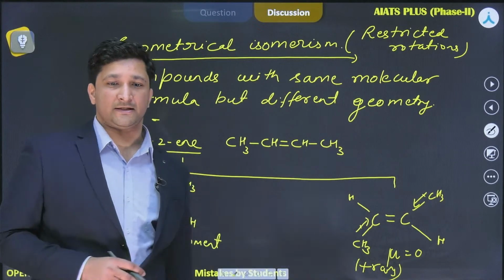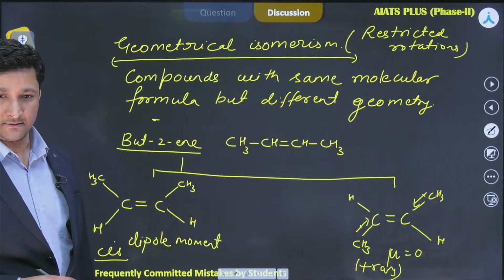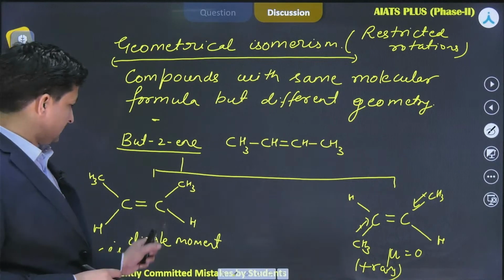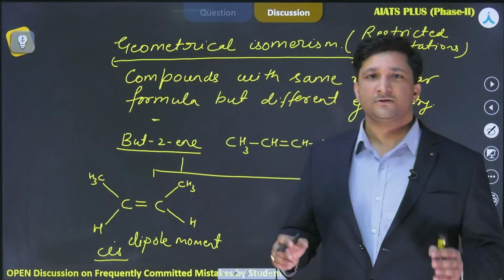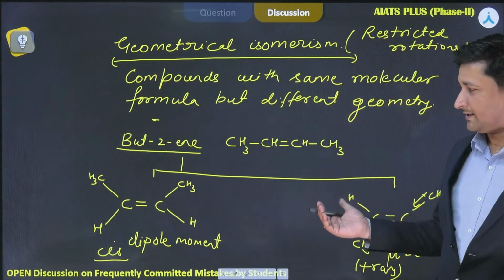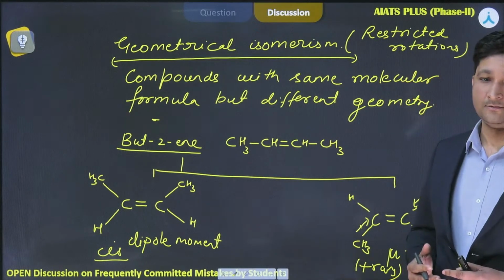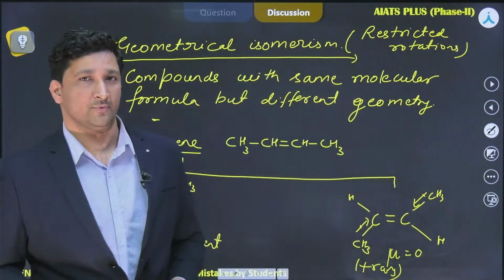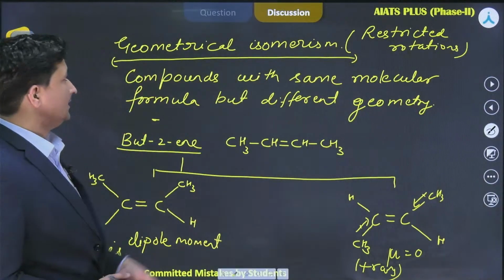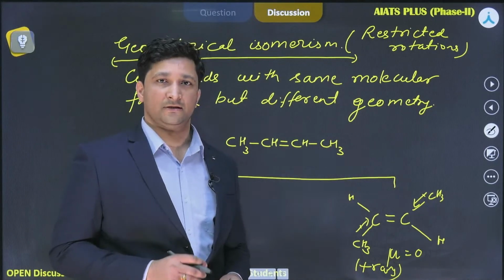I can see in the comment section, someone has written that trans will have more melting point. Yes, this is also true, because it has a symmetrical structure, and because of this symmetrical structure, the trans butene has a higher melting point. So one thing we have understood from this discussion is that restricted rotation must be there.